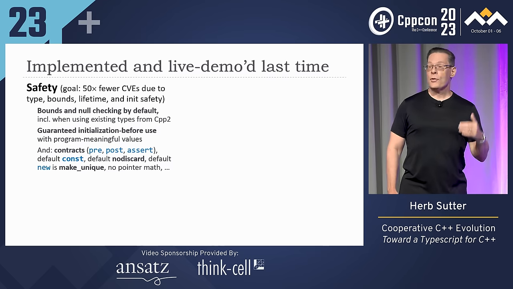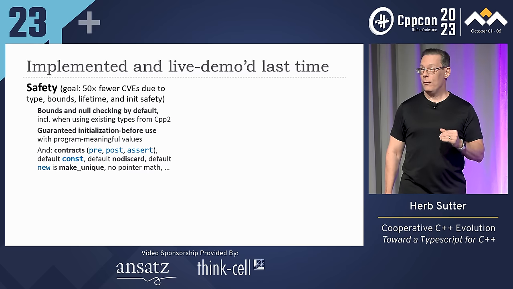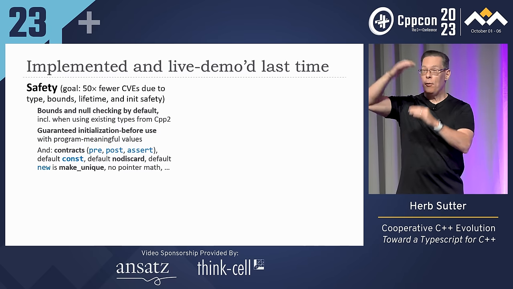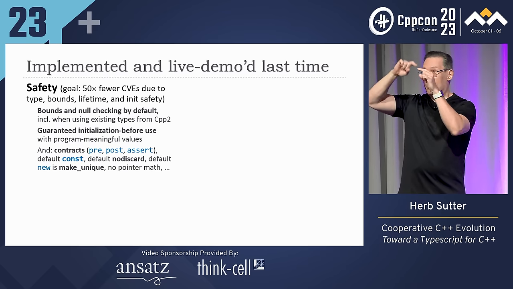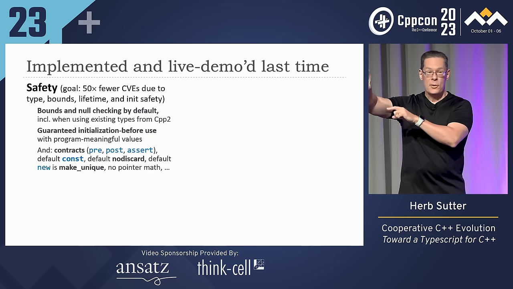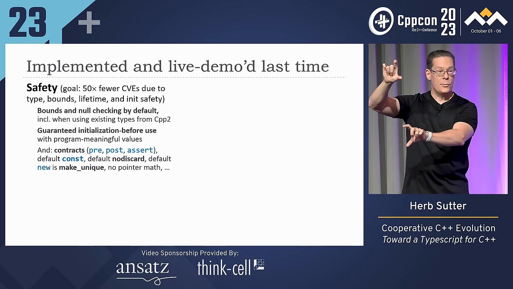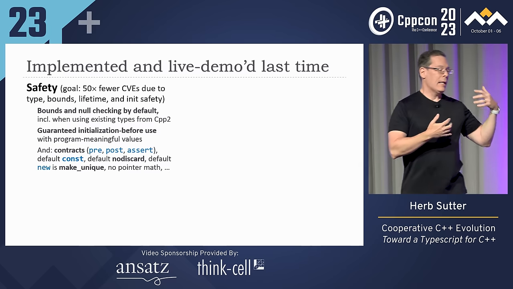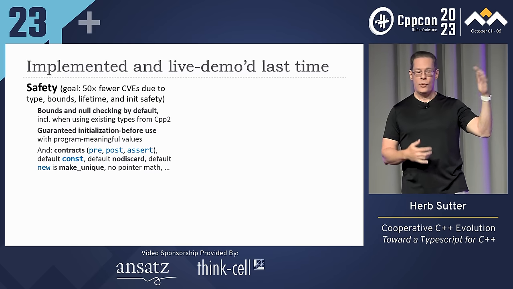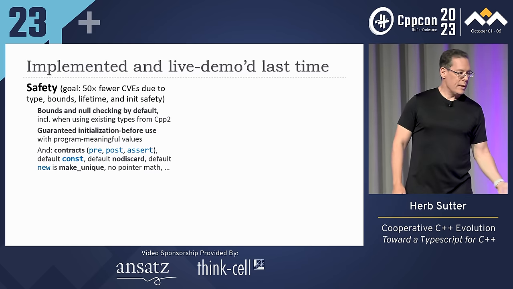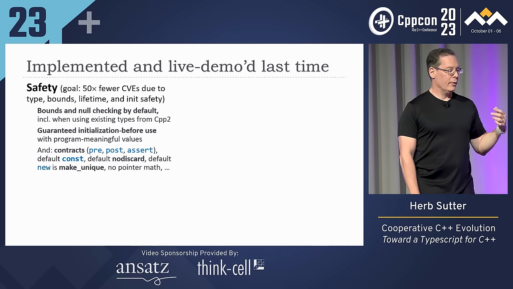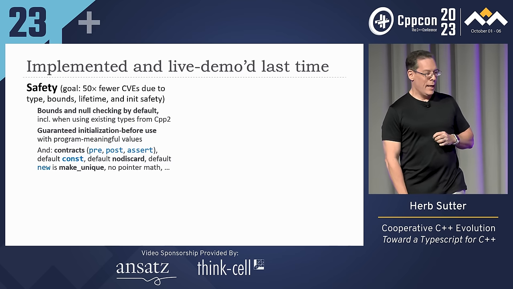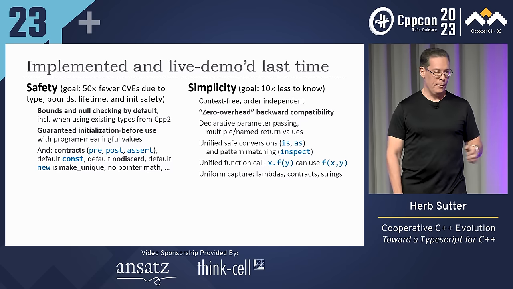We have 100% guaranteed initialization before use. And if you don't believe me, please go back to the video and see the examples with nice diagnostics, like you initialize this local variable on this branch of the if, but not on this branch, and it tells you the exact line numbers and what you need to do to fix it. I demonstrated contracts with pre, post conditions and assertions, const being the default, nodiscard being the default, make_unique being the default for new, no pointer arithmetic, and much more.